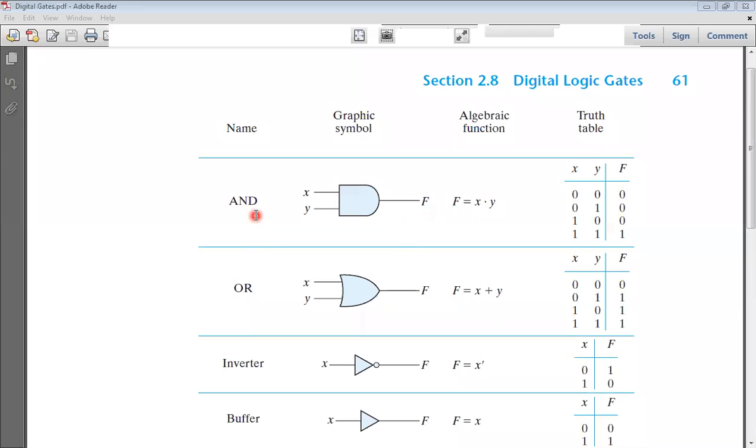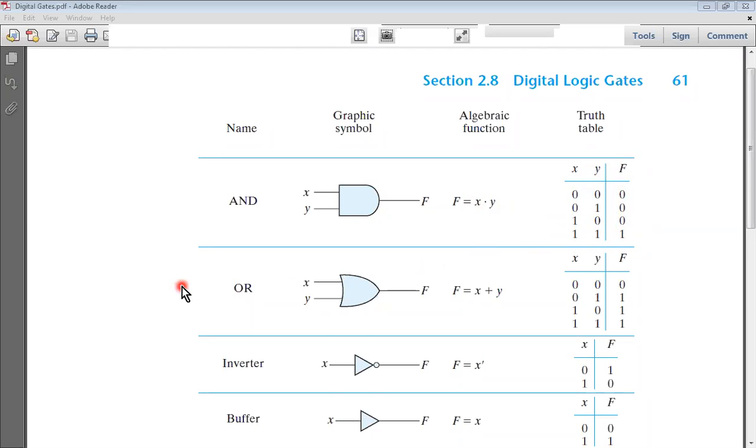That is the AND gate, its symbol, its functionality, its truth table. Here it is x dot y. That is the algebraic function. This is how we represent the functionality of the AND gate in expression form. Here the functionality is described in the truth table manner, in the form of a truth table.